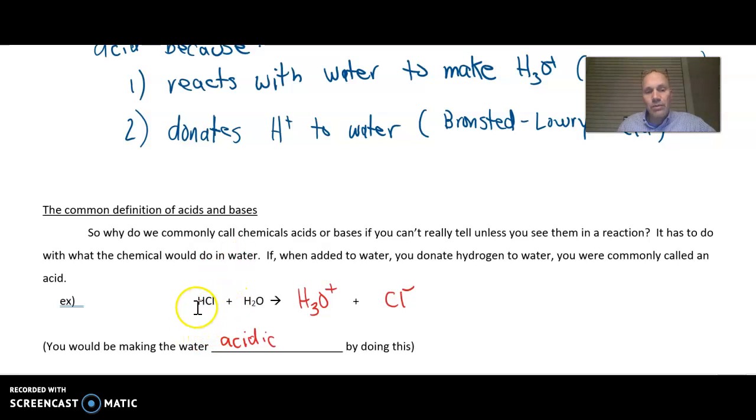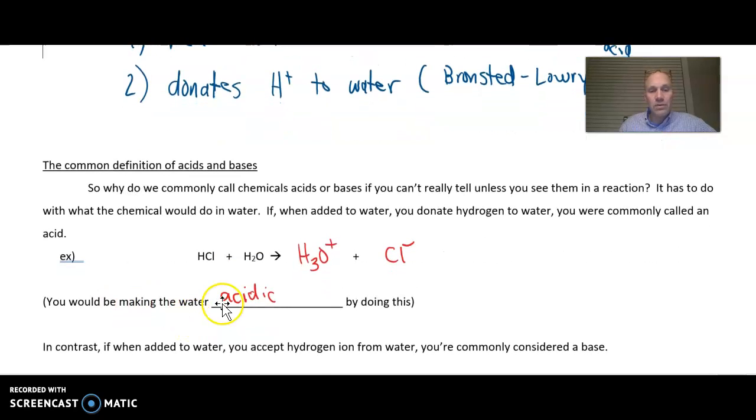All right, so for example, if we took hydrochloric acid and we reacted it with water, this is what would happen. If you look at the role that this thing would act as with water, you can see that it makes H3O+. Another way that you could look at it is you could say that it donates a hydrogen to water, and that means it's acting as an acid with water. So since it acts as an acid with water, we commonly refer to it as an acid. All right. So when you're doing this, you would be making the water acidic when you add this acid to water.